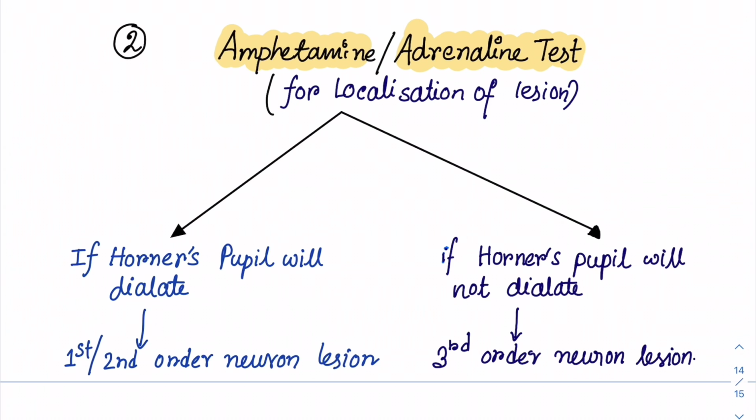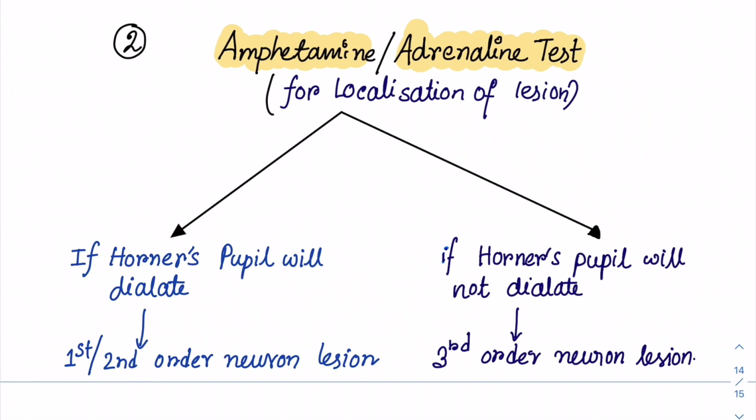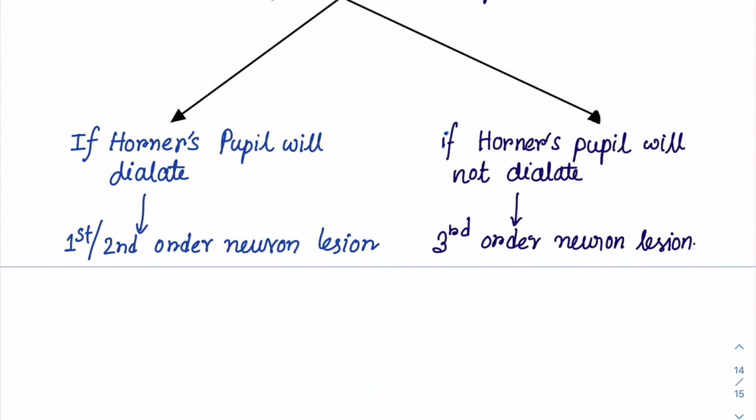So the next test is the amphetamine test or adrenaline test. It is useful for localization of the lesion, that is where the lesion occurs: first order, second order, or third order. If the Horner's pupil dilates, then the lesion is in the first or second order. If there is no dilation, then it is the third order.